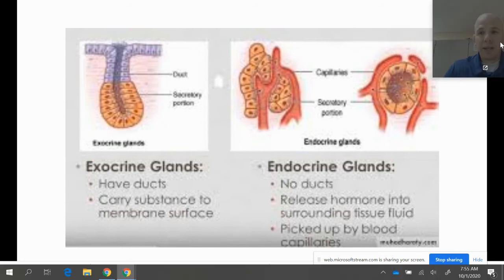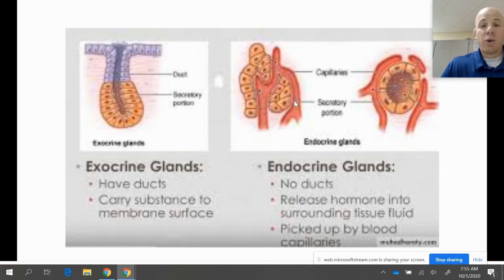My guy moved me again. So here we go, an exocrine gland. You see that this portion down here, this yellow part, is where they'd be secreting their products. But then it has a duct right here that takes it somewhere. It takes it to the surface of a tissue, or to the surface of the skin.